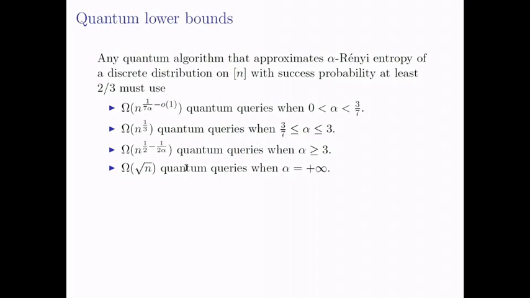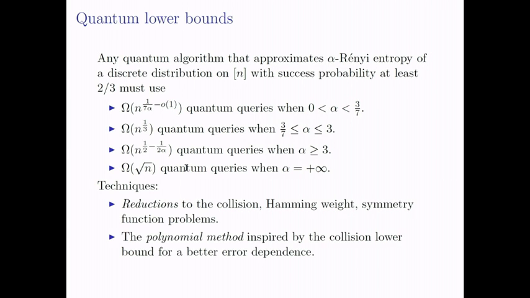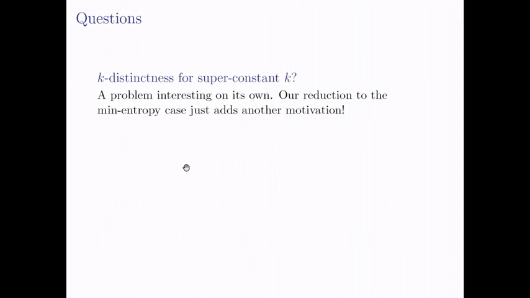So I will probably quickly skip the quantum lower bounds. You see this, the pink line, which is not that satisfactory, but gives you something. We obtain that by reduction and the polynomial method. There are two questions I think are very interesting, immediately raised by our current result.